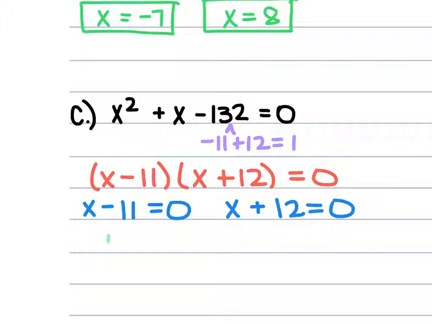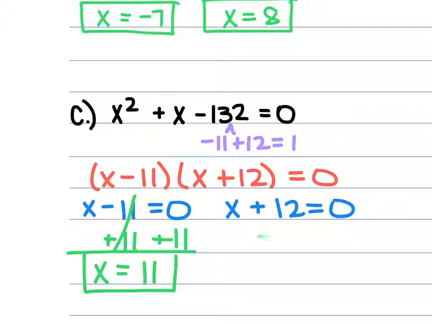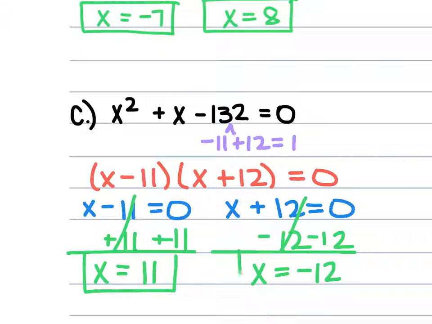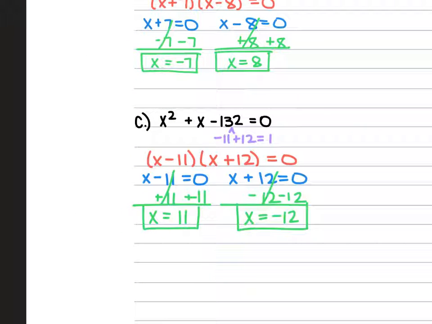Add the 11 to both sides. For the x minus 11 is equal to 0, you get x is equal to 11. Subtract the 12 from each side, and for the x plus 12 is equal to 0, you get x is equal to negative 12 as well. Again, remember with the section that we did with these, any of your answers you can plug into the original problem, and you should get a true statement if your answers are correct.